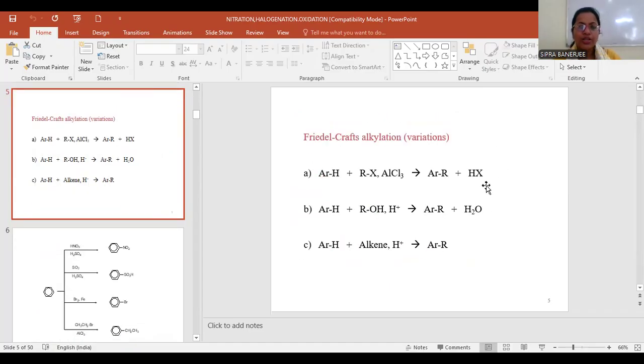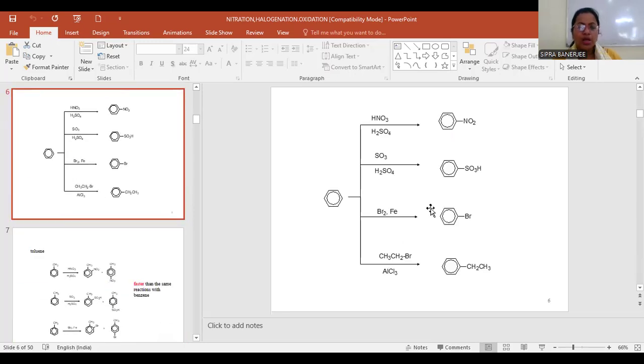Now, Friedel-Crafts alkylation, there are different varieties. So, from different aromatics like RX, the hydrogen can be different and it forms different types of aromatic compounds along with different hydrogenous compounds, depending upon the quantity and the desired products. Now, going to the direct reactions.